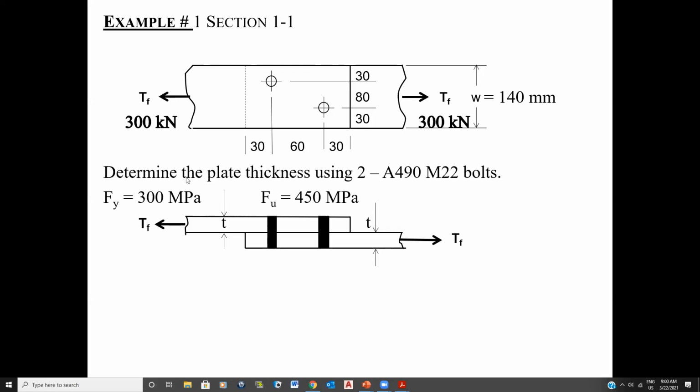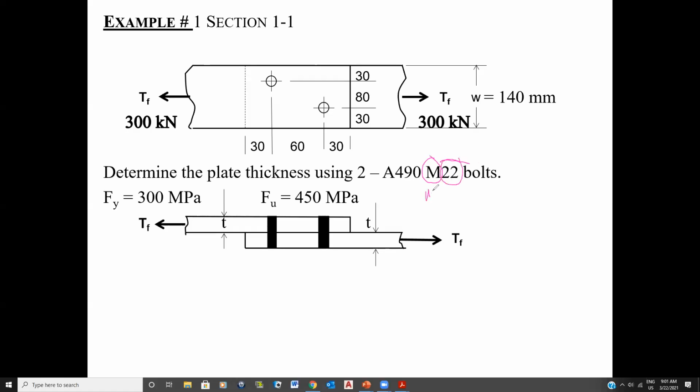Now here I'm saying determine the plate thickness using two M22 bolts. These are very high strength bolts, okay? And M22, whenever you see this, the M means it's a metric size bolt. Now, I did this because you guys are metric, but bolts are all still being done in imperial. The most common one is 3/4 of an inch, which would be 19 millimeters. When we do our connection designs for our project and everything else, we'll always be using 19 millimeters.